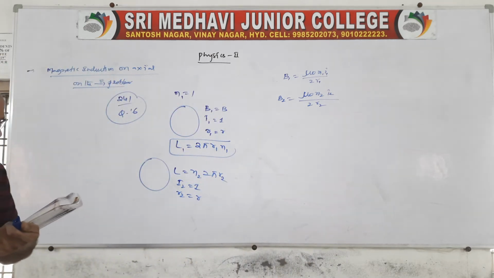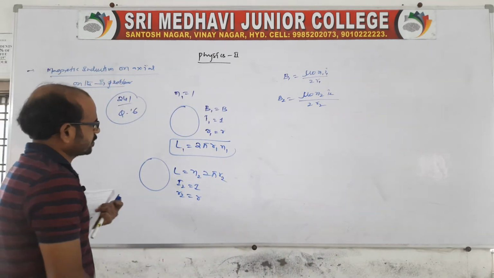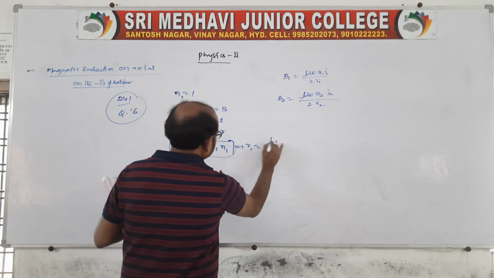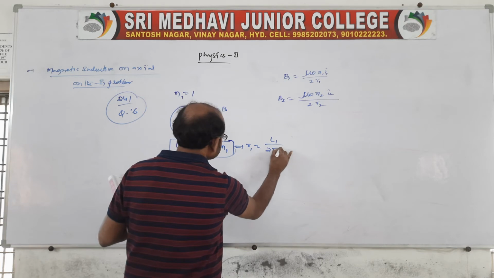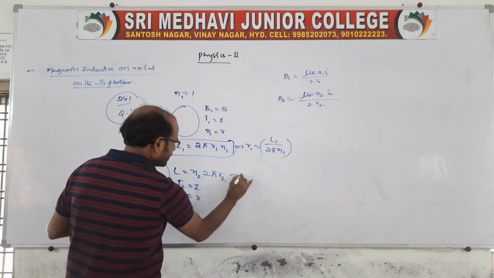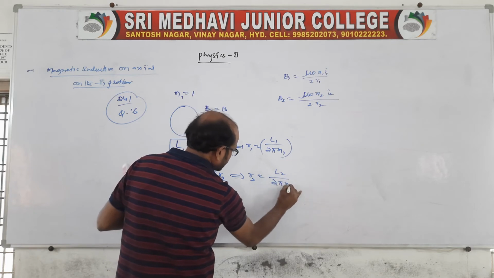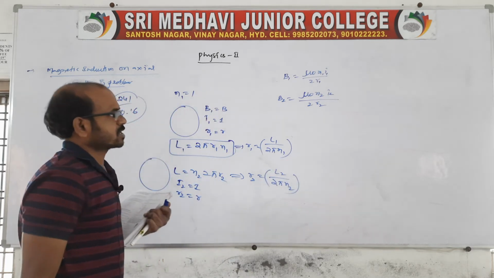Clear? Now, instead of R1 and R2, because we don't know the radius, R1 is equal to L1 by 2 pi N1, and in the same way you get R2 also, L2 by 2 pi N2. Fine. Now we know R1 and R2.